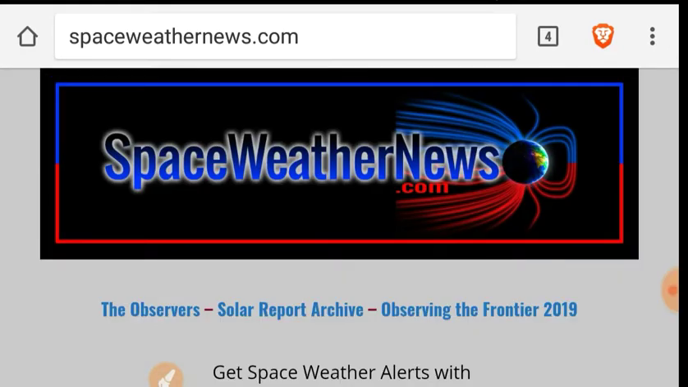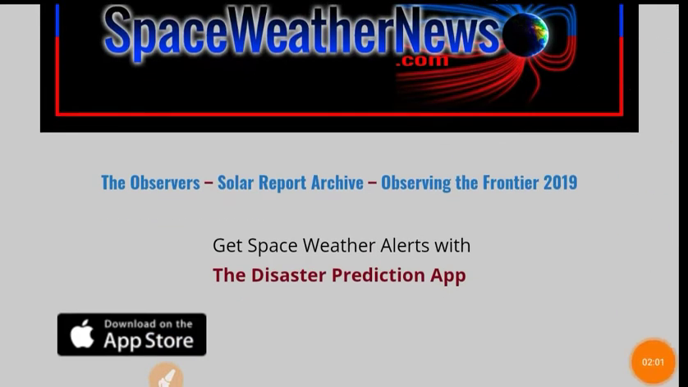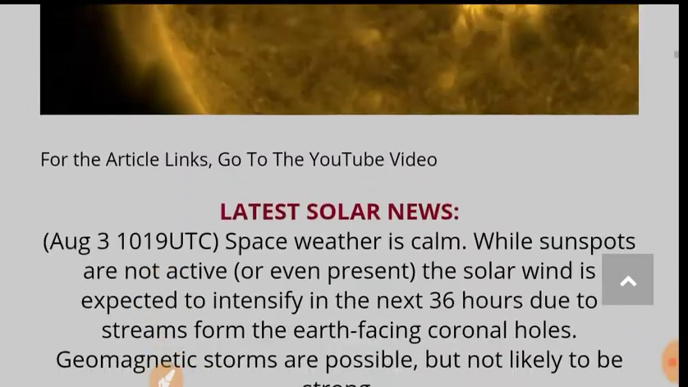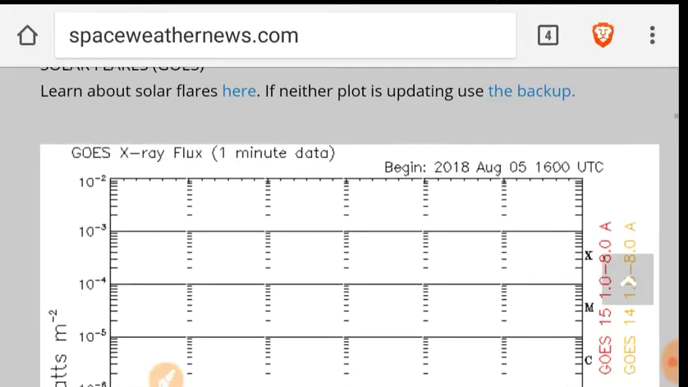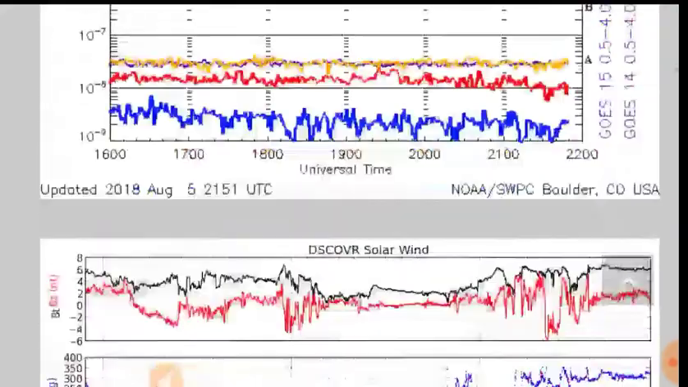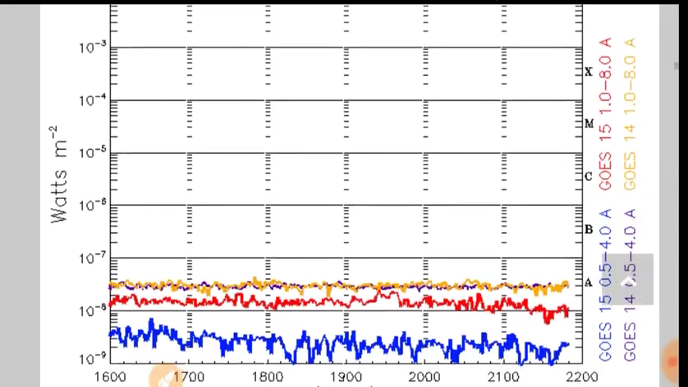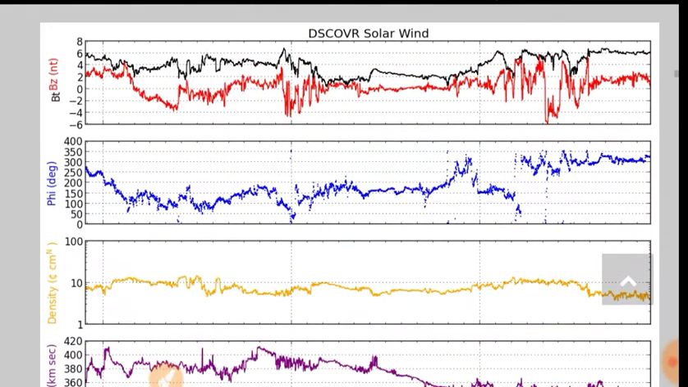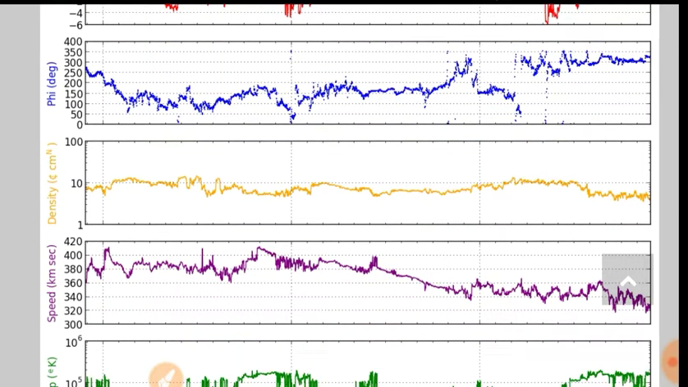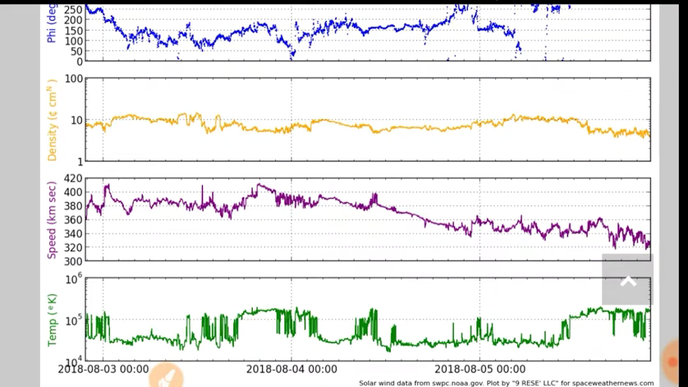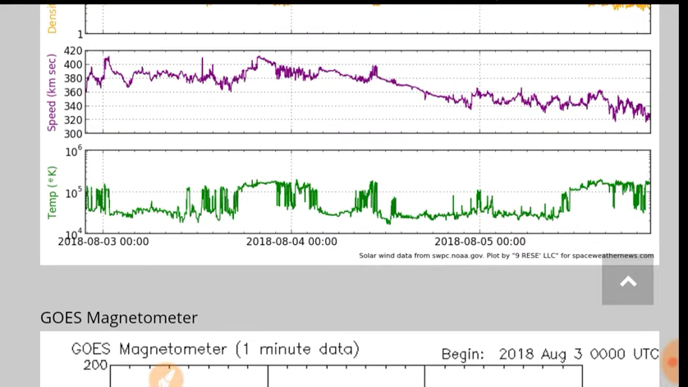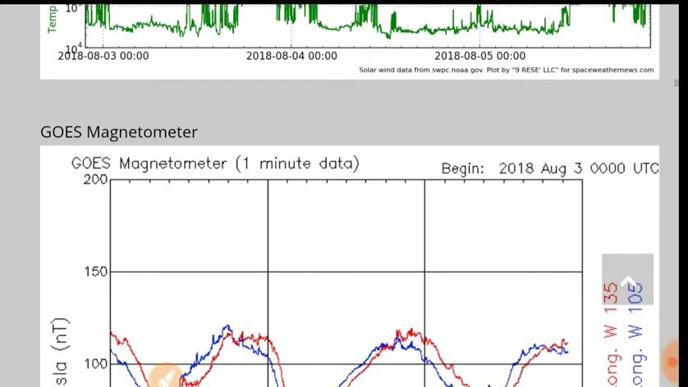Now, let's look at spaceweathernews.com, because there's typically always solar stuff as well as low pressure systems associated with these sort of deadly earthquakes. First of all, let's look at the X-ray flux. The X-ray flux is flatlined. The phi angle is flatlined most of the day. The solar wind density is flatlined most of the day. The solar wind speed is dropping. And the temperature is fairly level over a daily trend.